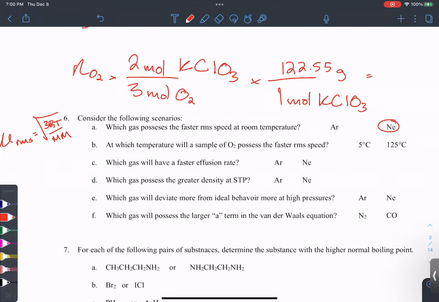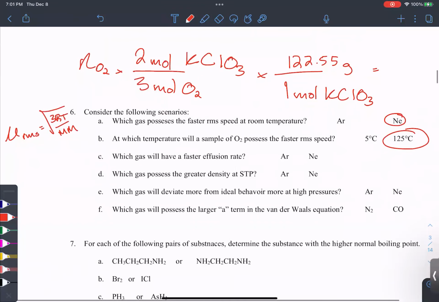At what temperature will oxygen have a faster RMS? 5 or 125 Celsius? The hot one, yes. Which gas will effuse faster? Effusion is directly related to what? Speed as well, yes. Effusion is actually related to collision rate. Particles collide more if they're moving faster. So let me write that. Root mean squared is proportional to collision rate, which is also proportional to the rate of effusion.